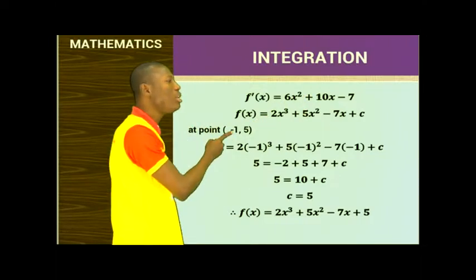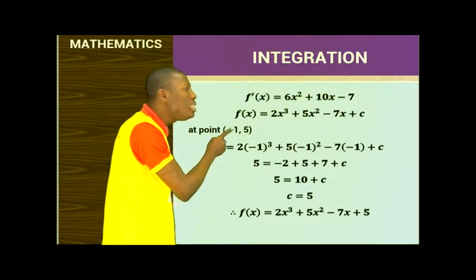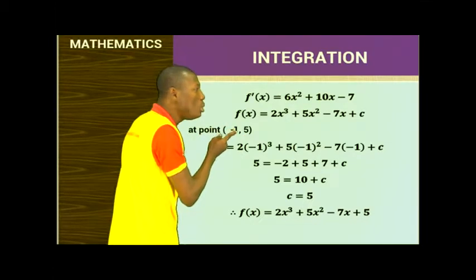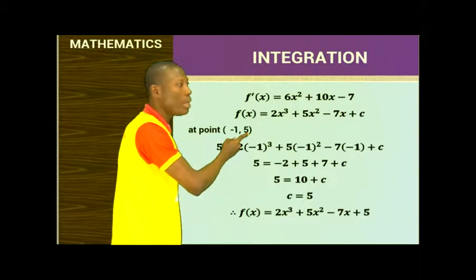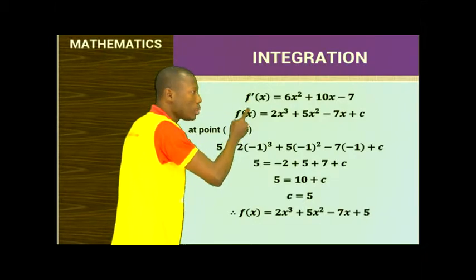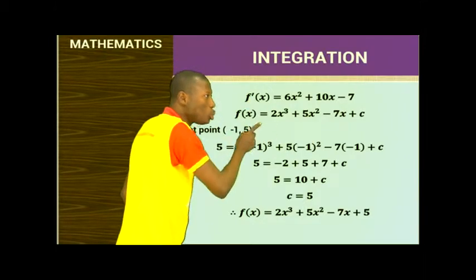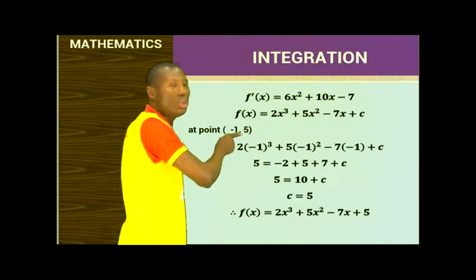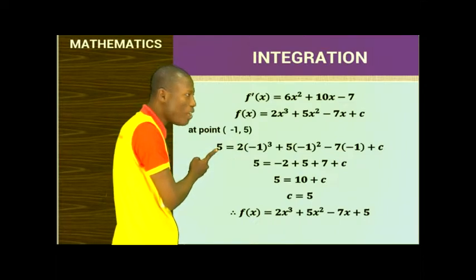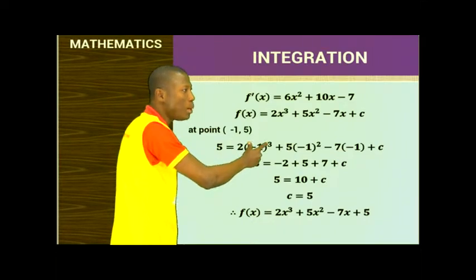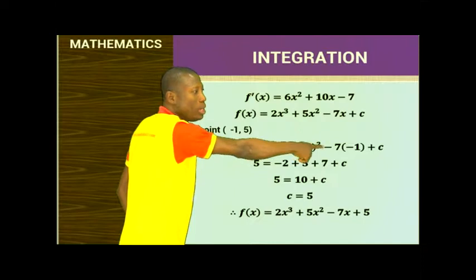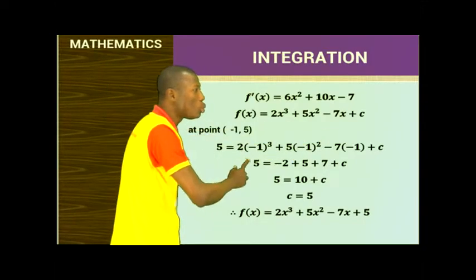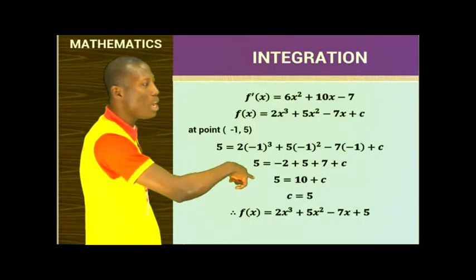Now, at this point, minus 1, 5, a coordinate means x and y. So this value is the value of x, and this value is the value of y. Now, this f of x is equal to 5, while all this x, their value is equal to minus 1. Now I put 5 here is equal to 2 bracket minus 1 raised to power 3 plus 5 bracket minus 1 raised to power 2 minus 7 bracket minus 1 plus c. I have 5 is equal to minus 2 plus 5 plus 7 plus c.